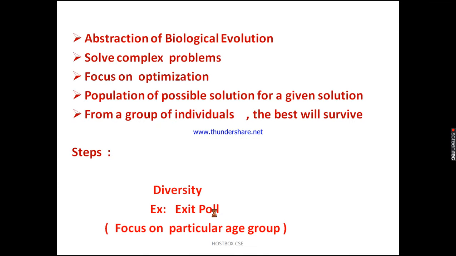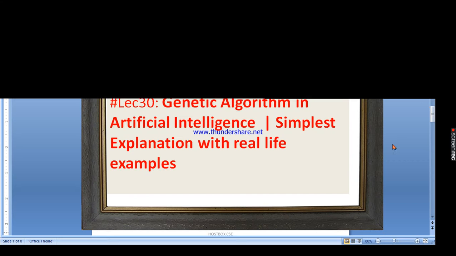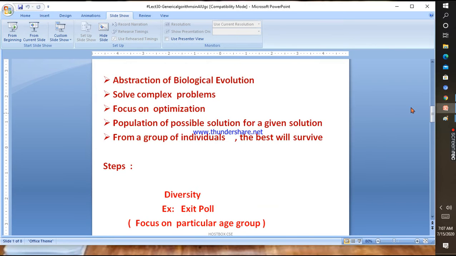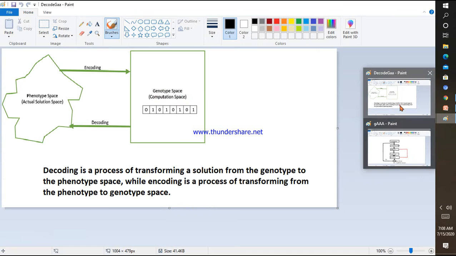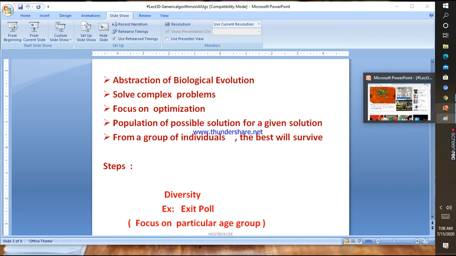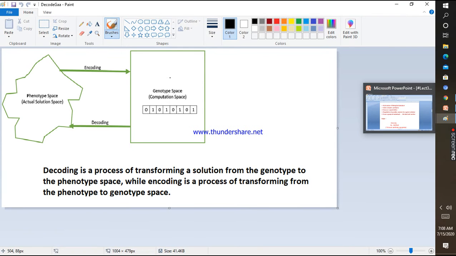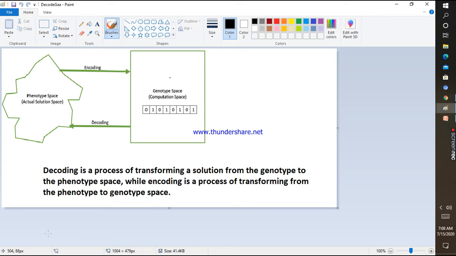Let's go to another important point. I will explain encoding and decoding with a diagram. You may have studied these in networking, but don't get confused, this is purely artificial intelligence. Here is the general diagram for phenotype space and genotype space. Decoding is the process of transferring a solution from the genotype to the phenotype space. Encoding is the process of transferring from the phenotype to the genotype space.